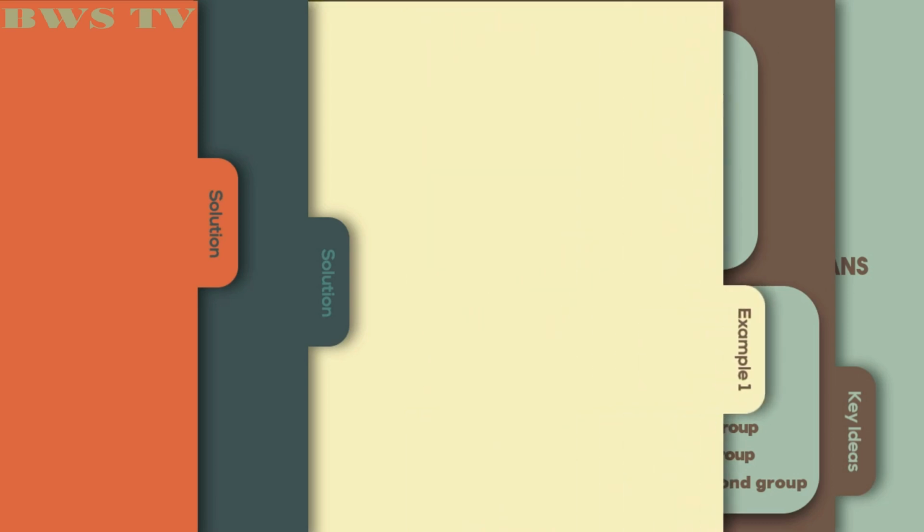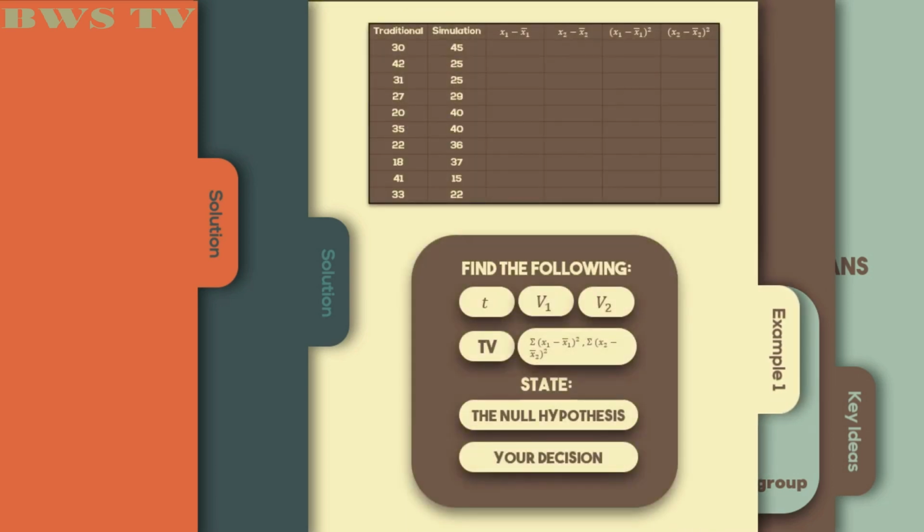Find the following: the t-value, variance of the first group, variance of the second group, and the tabular value. Also state the null hypothesis and your decision.